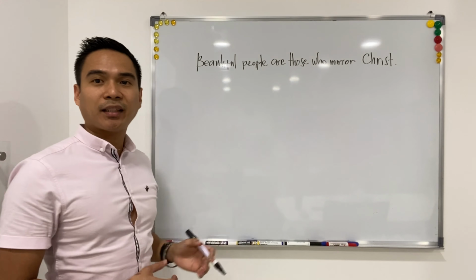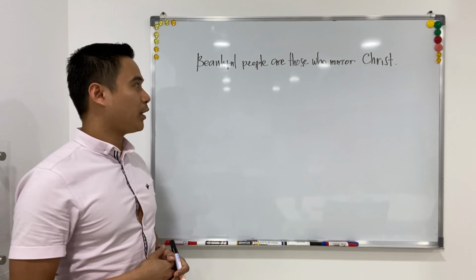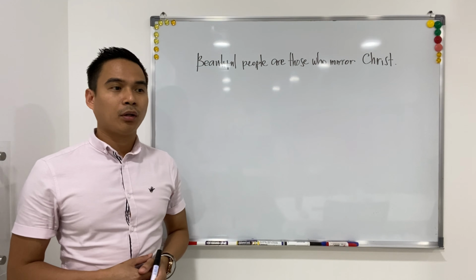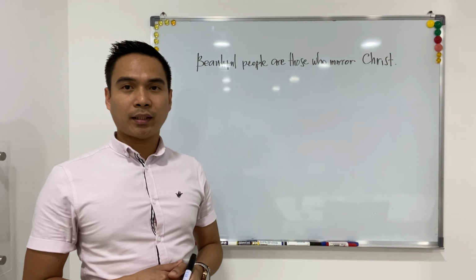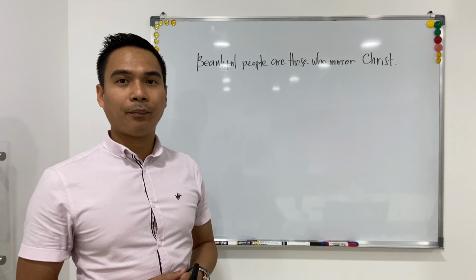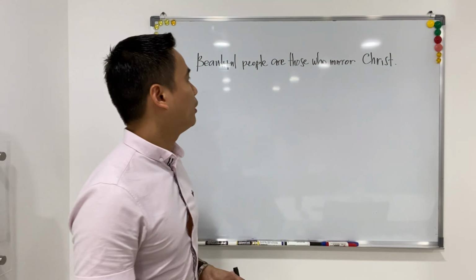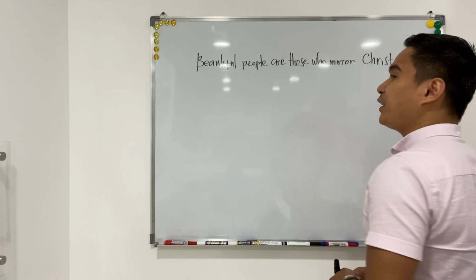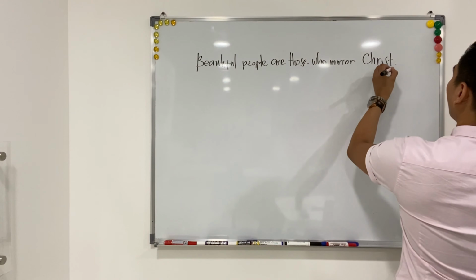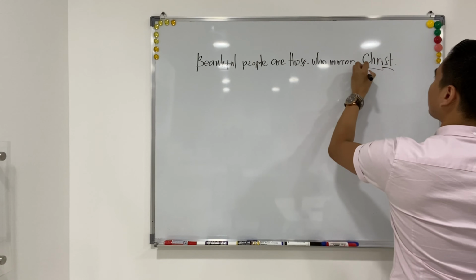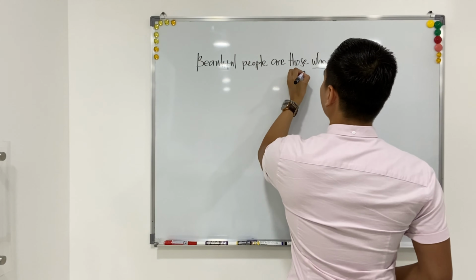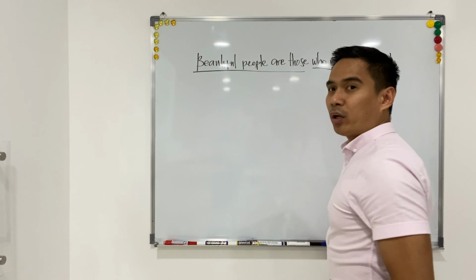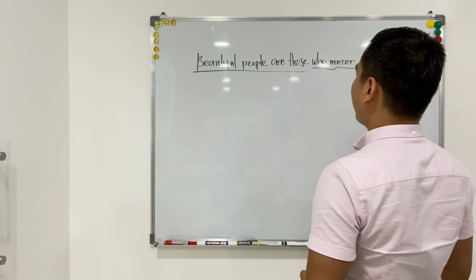We must have in this sentence an independent clause and a dependent clause. Now remember that an independent clause can stand alone as a sentence, whereas a dependent clause cannot. So we already have the idea that here, who mirror Christ is the dependent clause, and beautiful people are those is the independent clause.